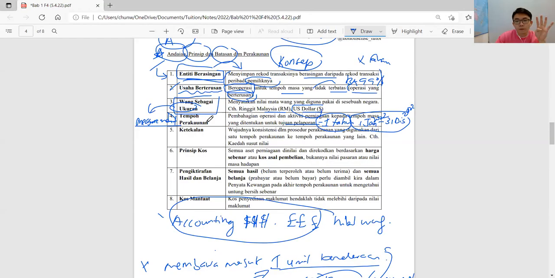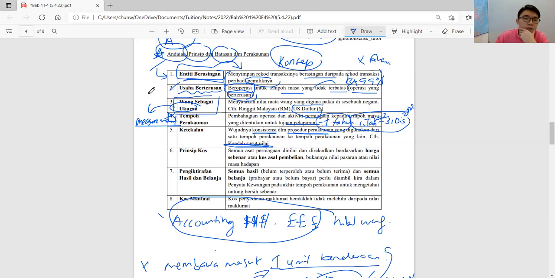If yes, give me a 4. So pembahagian operasi dan aktiviti perniagaan kepada tempoh masa yang ditentu untuk tujuan pelaporan. Alright, that is 4 for you. Now we go to 5, ketekalan. So when you look at this, ketekalan is more towards consistency. Dalam prosedur perakaunan yang gunakan dari satu tempoh, so contoh is kaedah susut nilai.